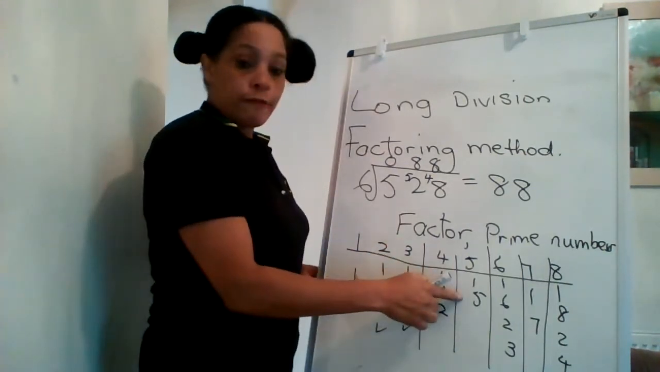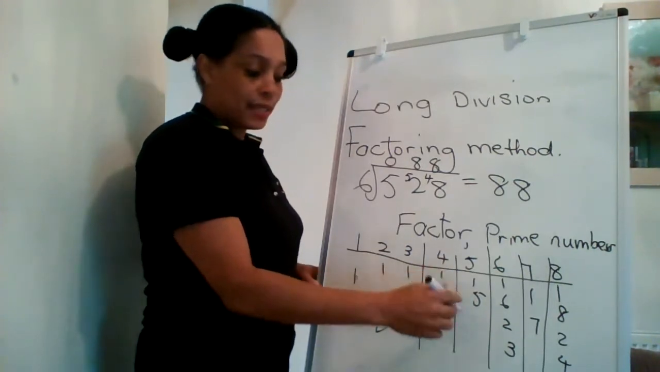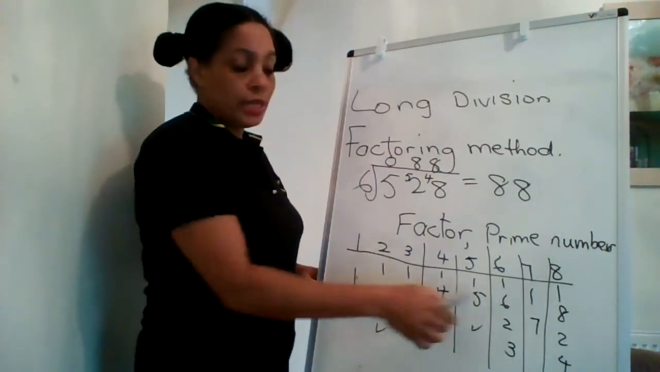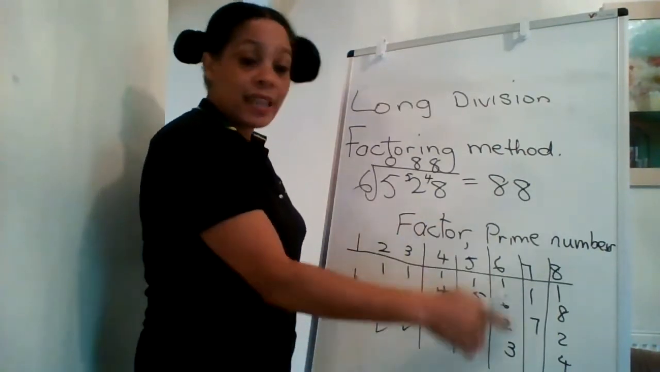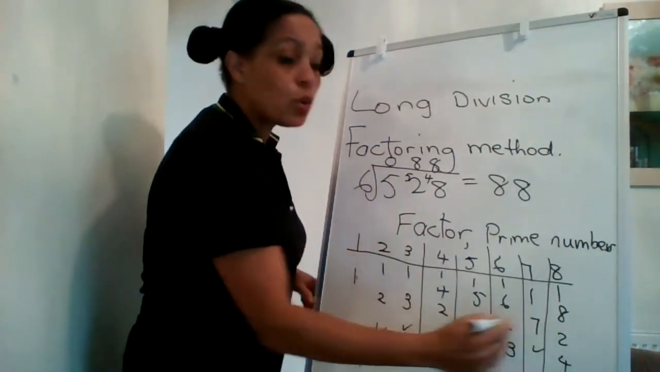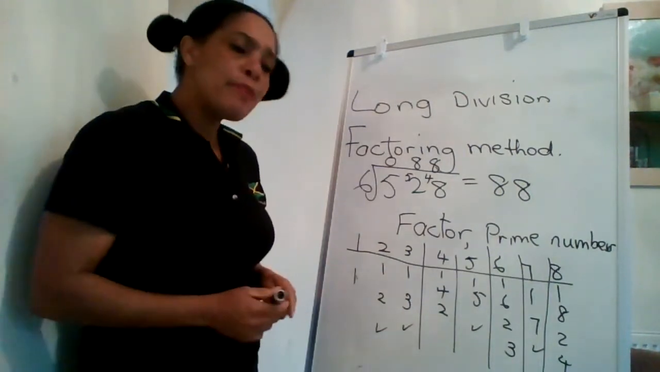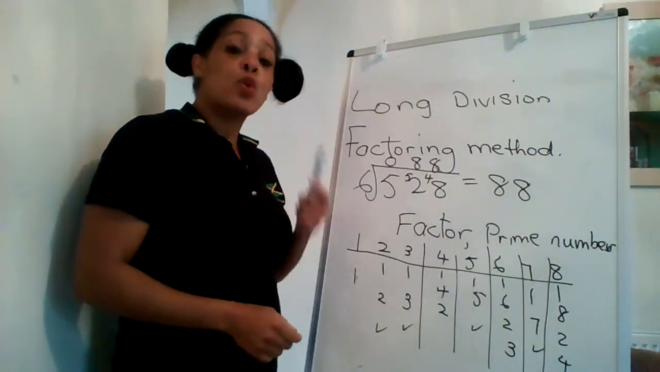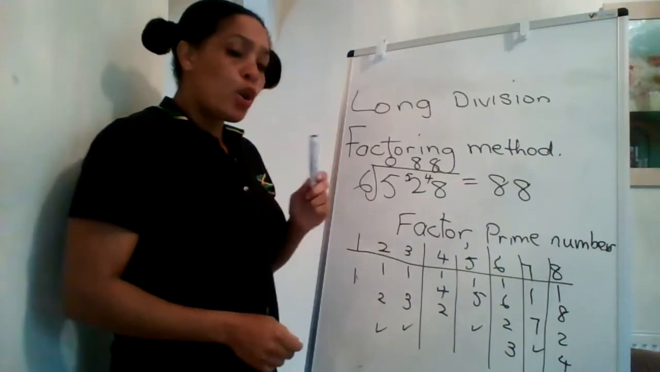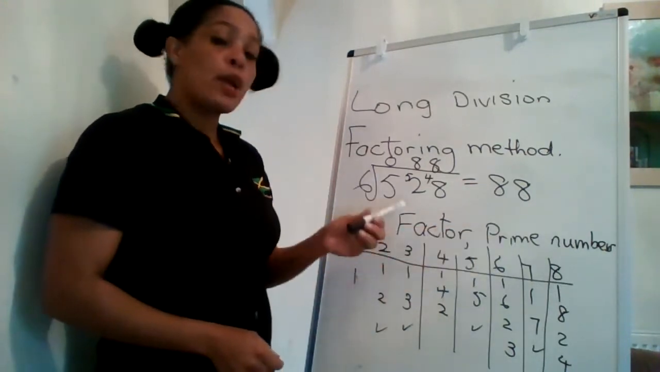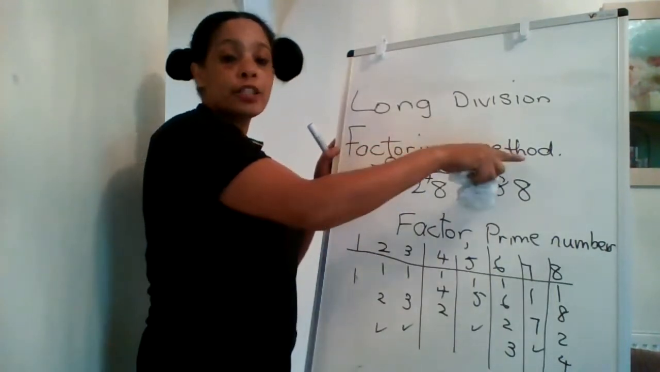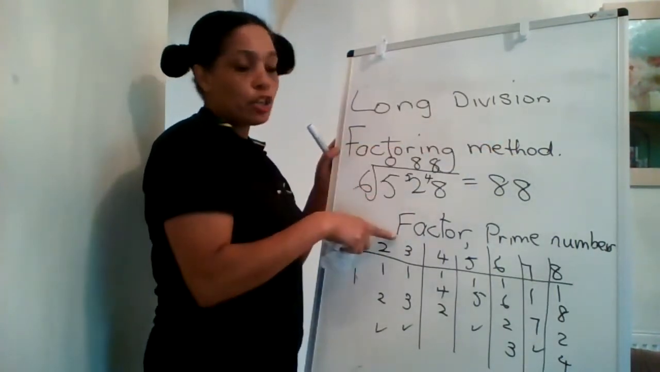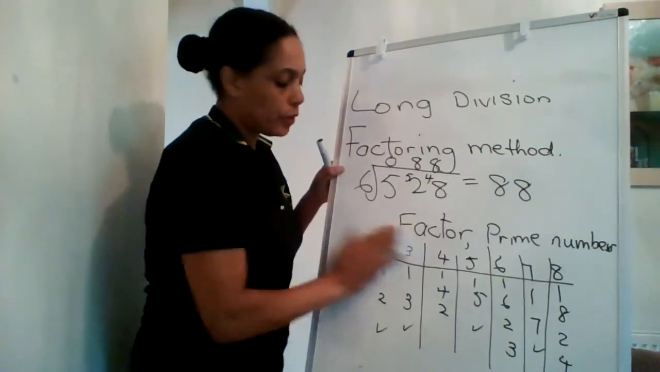Is 5 a prime number? Yes, it only has 2 factors. Is 6 a prime number? No, it has more than 2 factors. Is 7 a prime number? Yes, it has only 2 factors. So a prime number is a number that has only 2 factors. I want you to remember what a prime number is and what factors are, and we're going to be using that to do our factoring method. Now, factoring comes from the word factor.